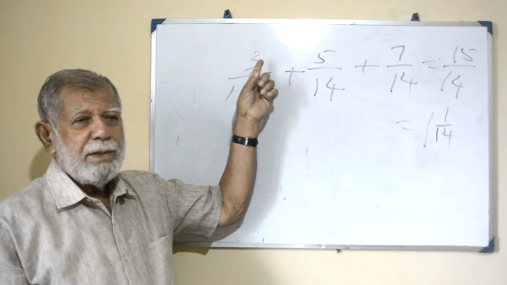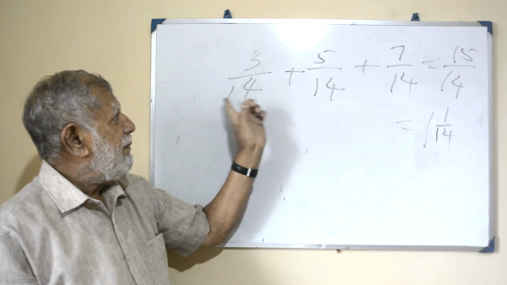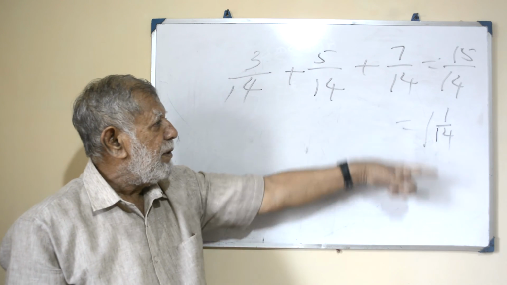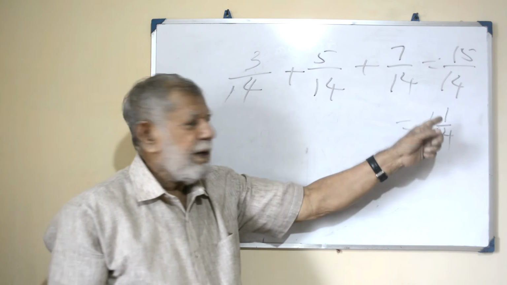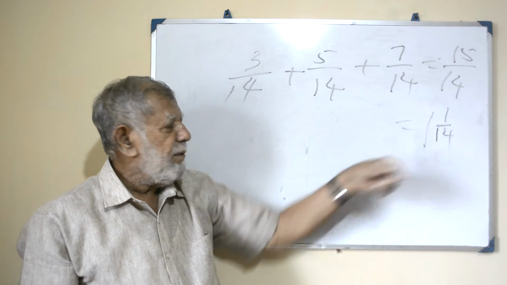Now we have fractions 3 upon 14, 5 upon 14 and 7 upon 14. And when we add this, we just add the numerators, 3 and 5, 8, and 7, 15 upon 14. So this is the improper fraction. We make it a mixed fraction, that is 1 and 1 upon 14.